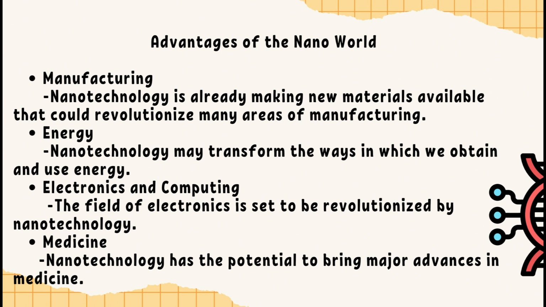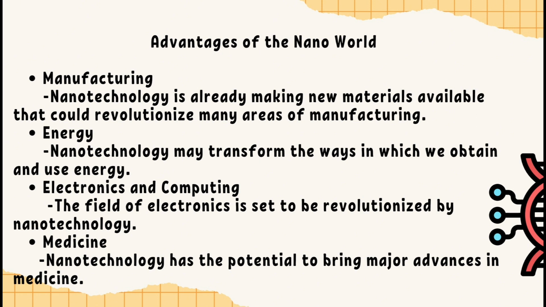First is the manufacturing. Nanotechnology is already making new materials available that could revolutionize many areas of manufacturing. So, nano manufacturing involves producing materials and devices at the nanoscale. Techniques include top-down processes like lithography, where larger structures are reduced in size, and bottom-up methods like self-assembly, building from the molecular or atomic components. This precision enables the creation of advanced materials, nanoelectronics, and nanomedicine, revolutionizing various industries with improved performance and functionality.